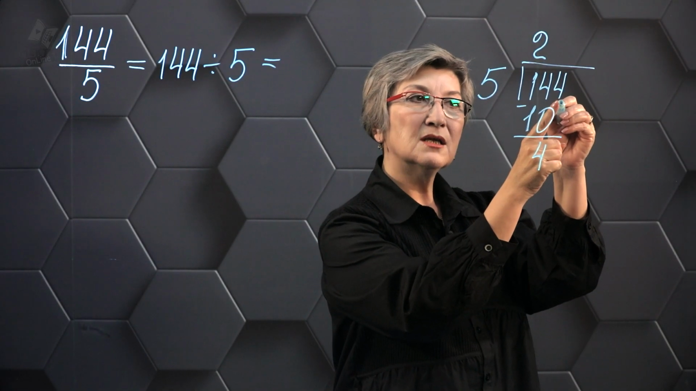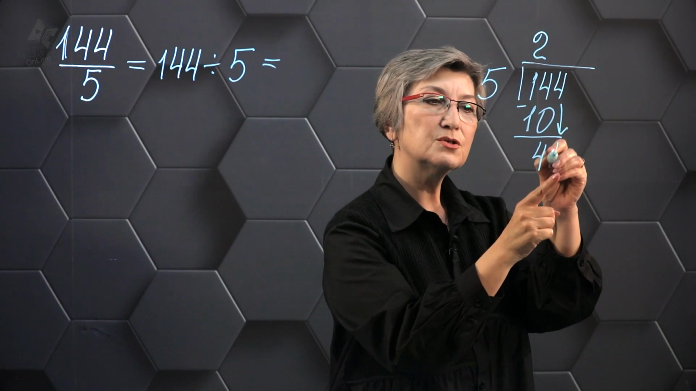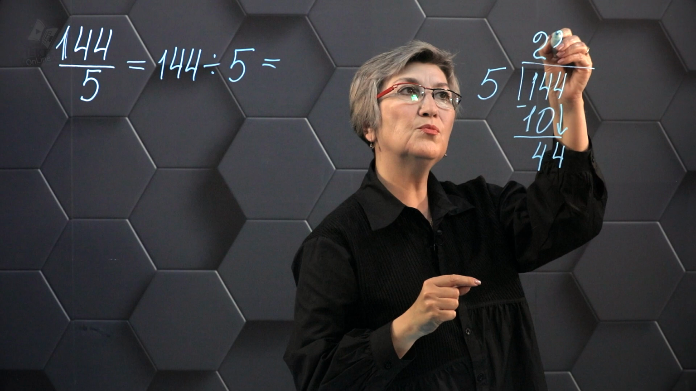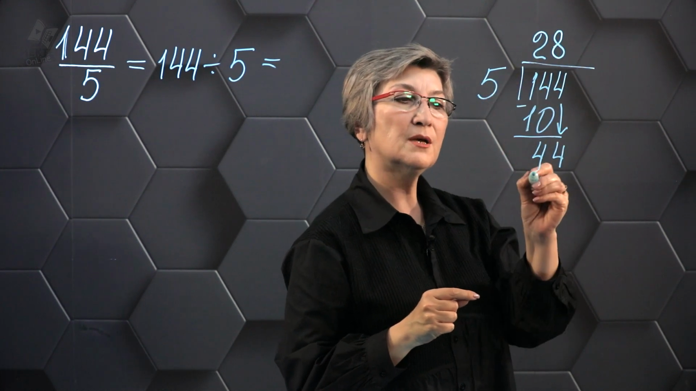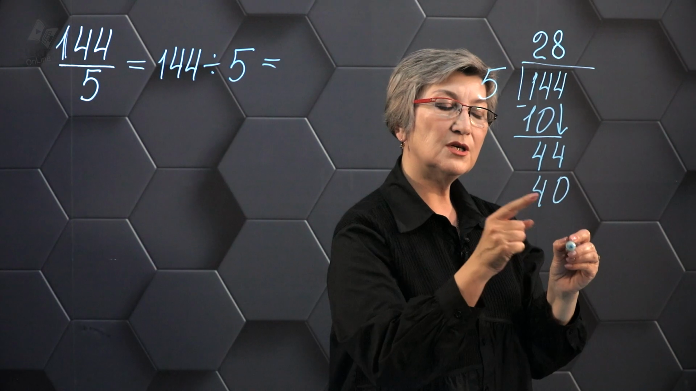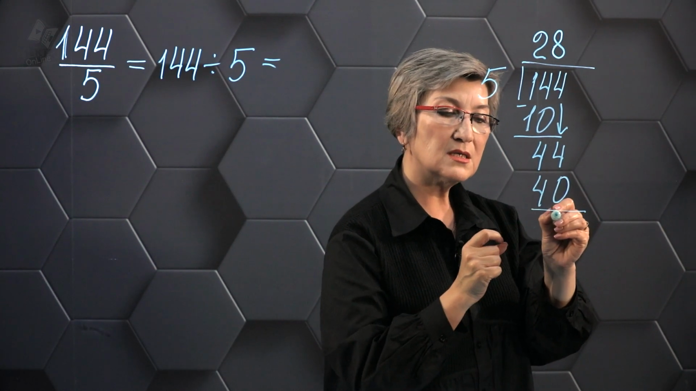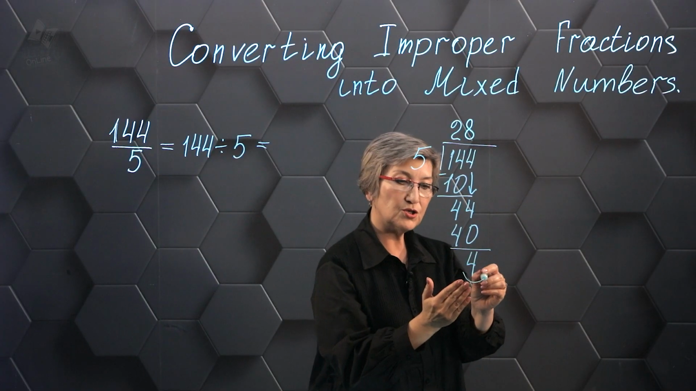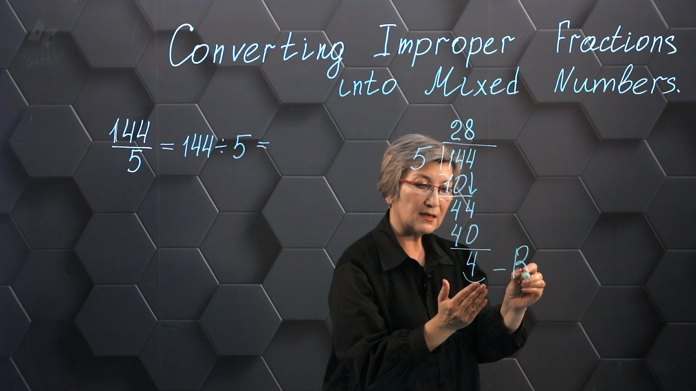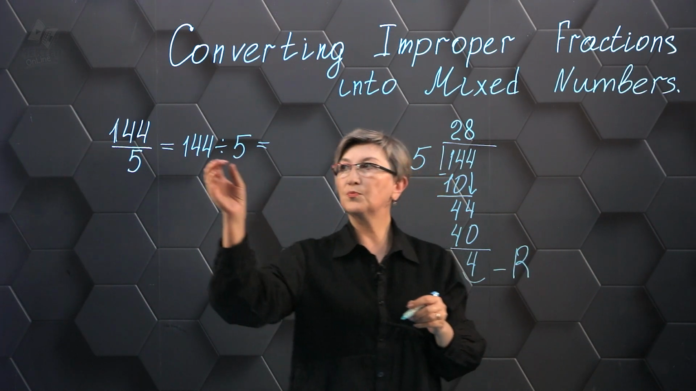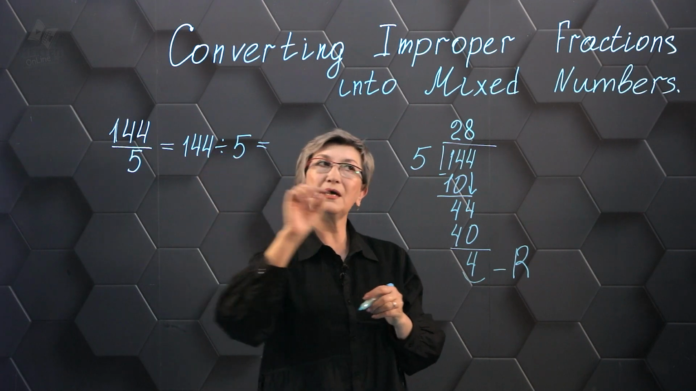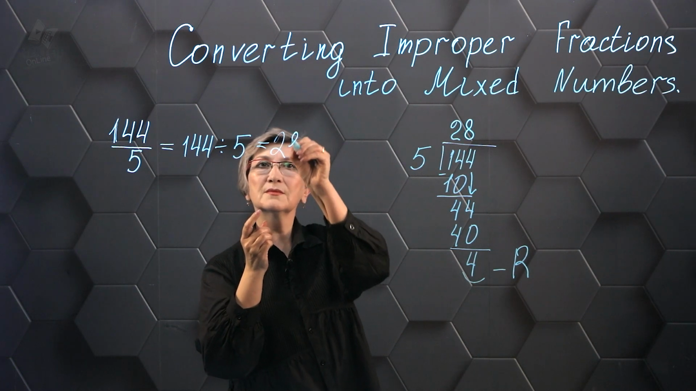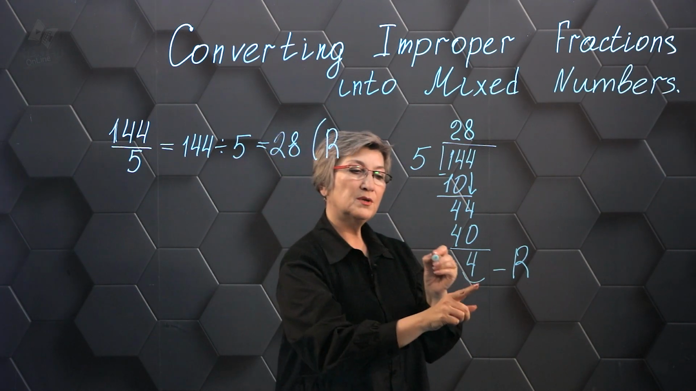We have one more digit. Let's put it down, 4. Now we need 44 divided by 5. We take 8. 8 times 5 is 40. 44 minus 40, we're left with 4. There are no more numbers, so 4 is the remainder. I can write down that when I divide 144 by 5, I get the number 28, and the remainder is the number 4.